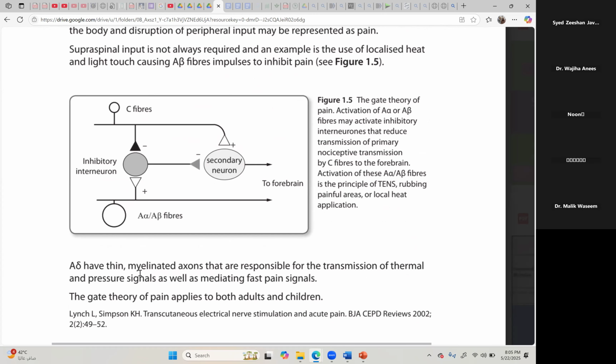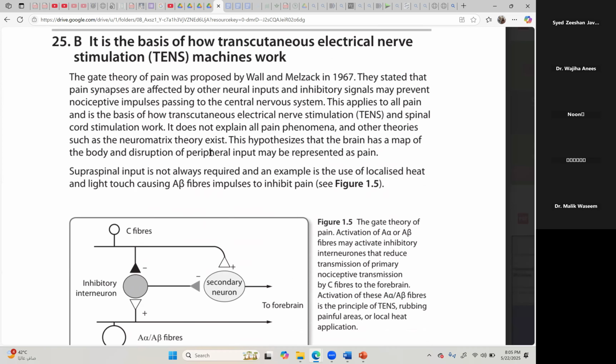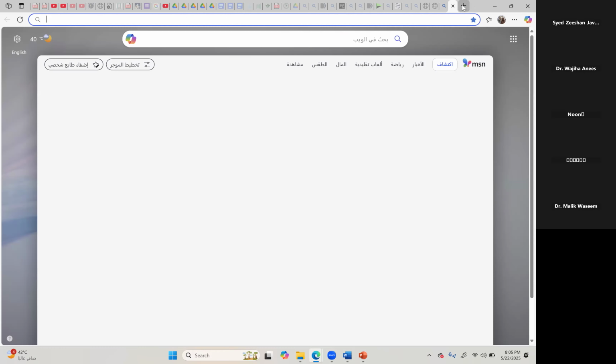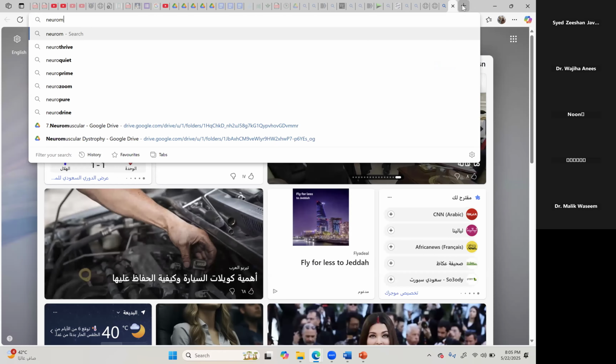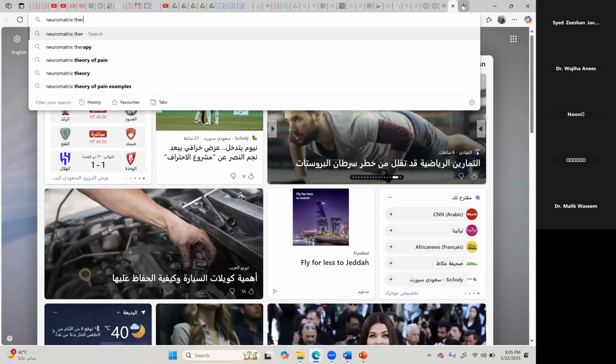A delta fibers have thin myelinated axons that are responsible for transmission of thermal and pressure signals as well as mediating fast pain signals. I have not read about this neuromatrix theory. We can have a look. What is this neuromatrix theory?